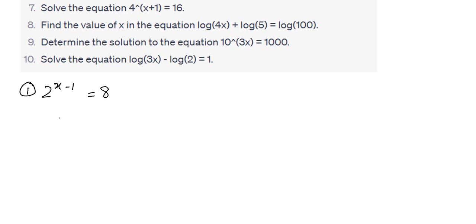And we have here 2 raised to the power x minus 1, and on the other side we have 8. We know that we can change it into the base 2, so it will be 2 raised to the power 3. And as far as these bases are same, we know that these powers will also be equal, so it will be x minus 1 is equal to 3, and from here we can say that x is actually equal to 4, and this is the right answer for number 1.